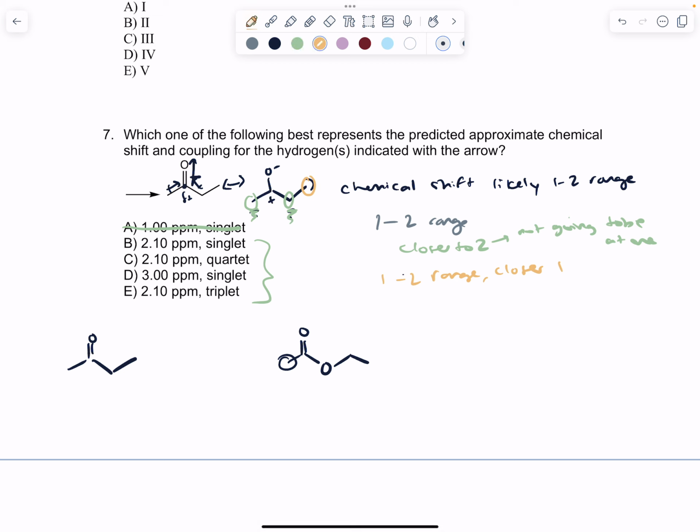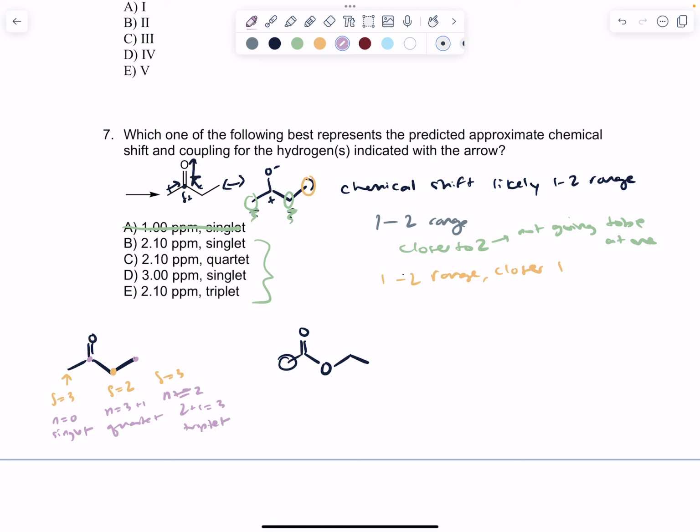For each one of these, this right here, the integral would be equal to 3. It didn't ask that, but it's useful to have. And then its splitting: how many neighbors does it have? Well, if I look at the adjacent carbon, that carbon has no hydrogen, so its neighbors is 0, so it would be a singlet. It didn't ask me, but I'll go ahead and do the rest of them. If I'm looking at this one, the integral would be equal to 2. It has 3 neighbors, so that would be 3 plus 1, so that would be a quartet. And then this one right here, it would integrate to 3. It has 2 neighbors, so n equals 2, so 2 plus 1 equals 3. So it would be a triplet.